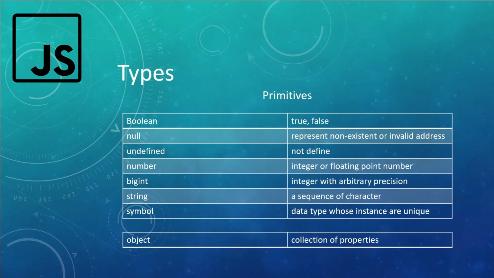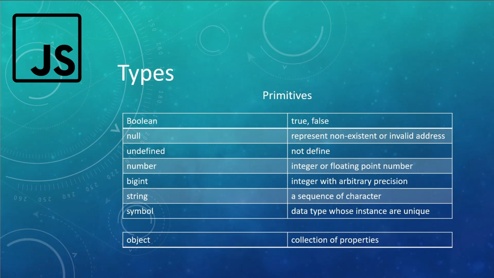According to the documentation, objects are a collection of properties. In this sense, it means arrays are also considered objects, right? And objects, I'm going to show you a bit, it's a bit confusing. So objects are also objects. These are all the types in JavaScript.